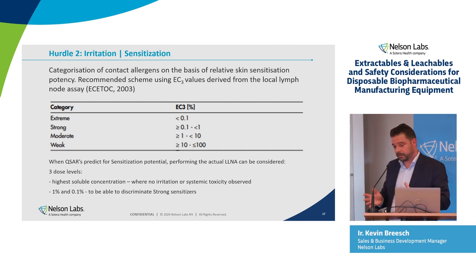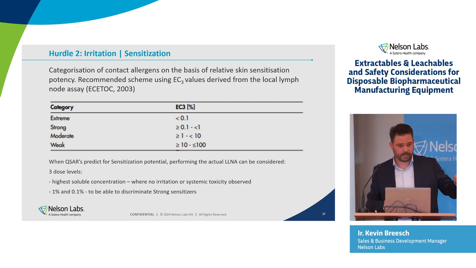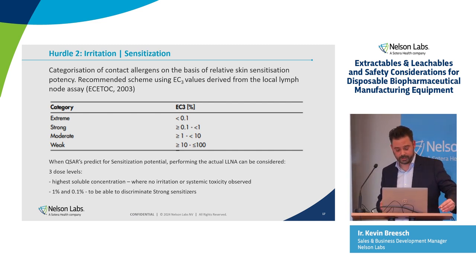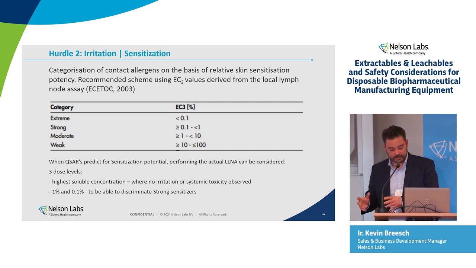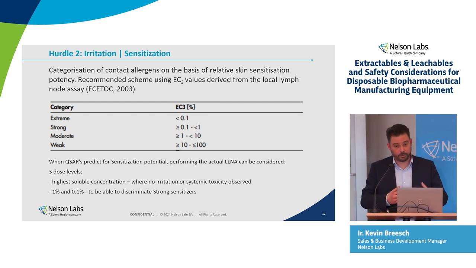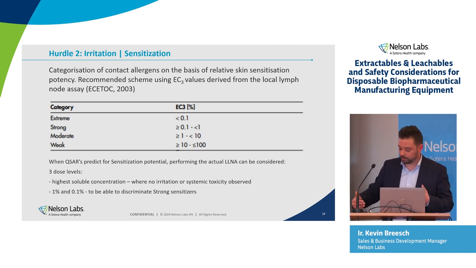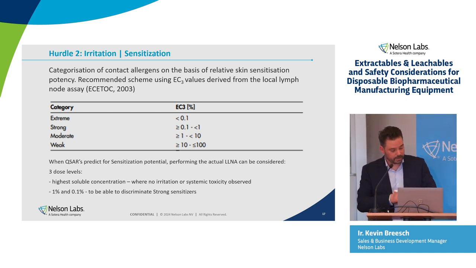If QSARs predict that there is a sensitizing potential, Derek has EC3 values predicted, Multicase doesn't. But if it's a sensitizer, you can consider to overrule it again, like with the Ames assay, you can overrule the QSARs. With the local lymph node assay, you can overrule the QSAR.